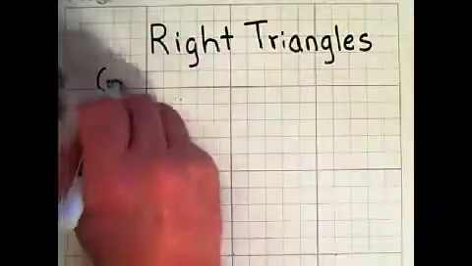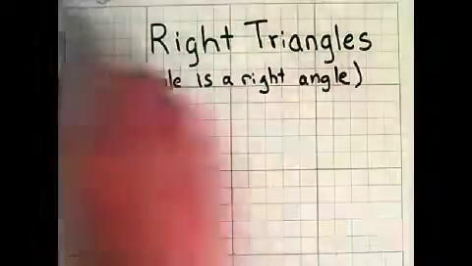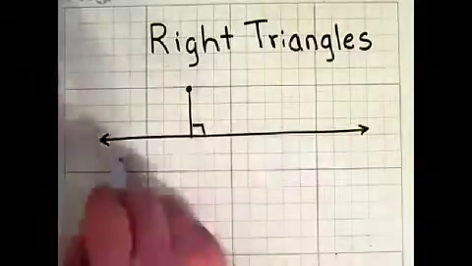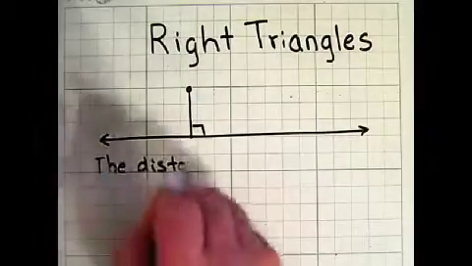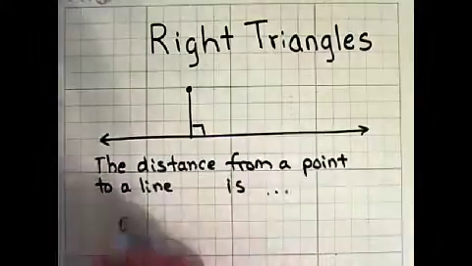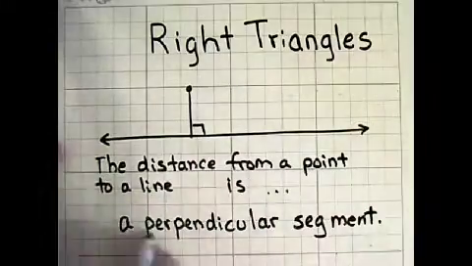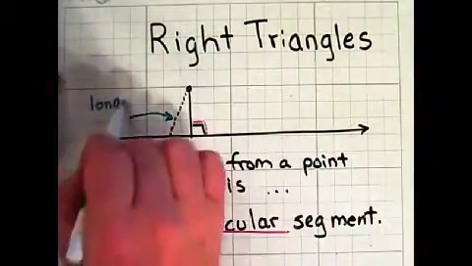So today let's look at right triangles. This is where one of the angles in a triangle is a right angle. And the shortest distance from a point to a line is a perpendicular segment. And where this is not true, of course, you could draw a longer side.